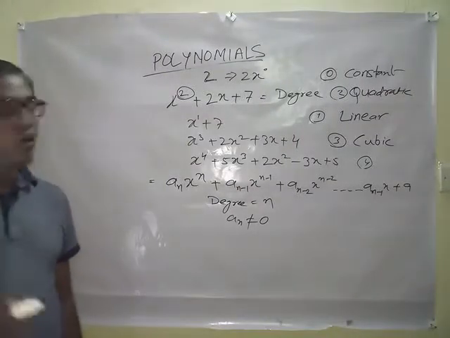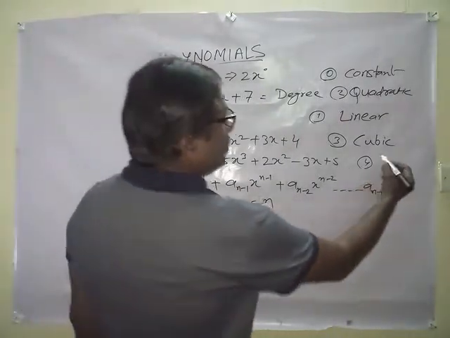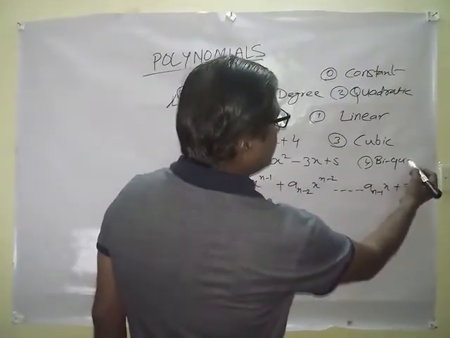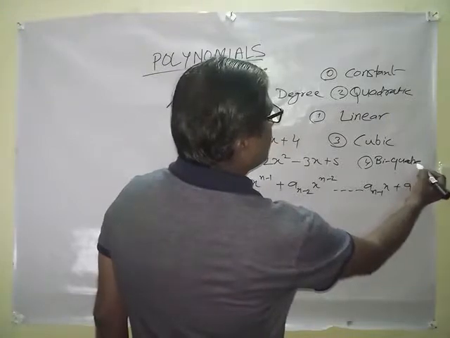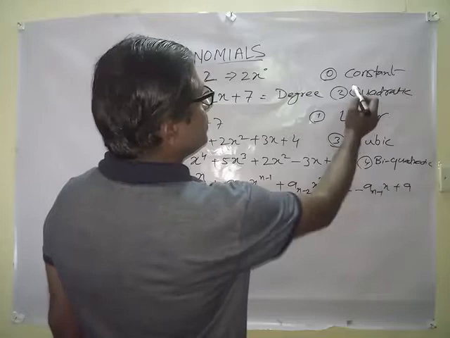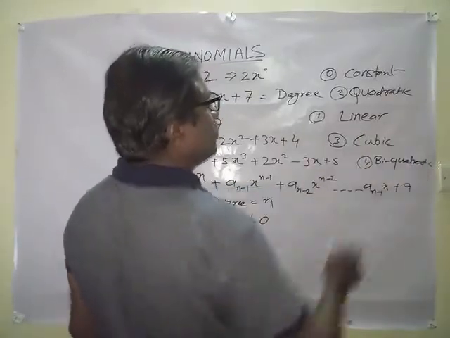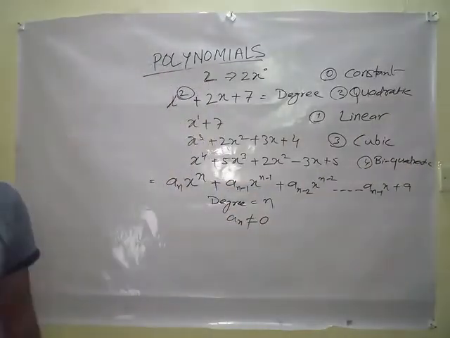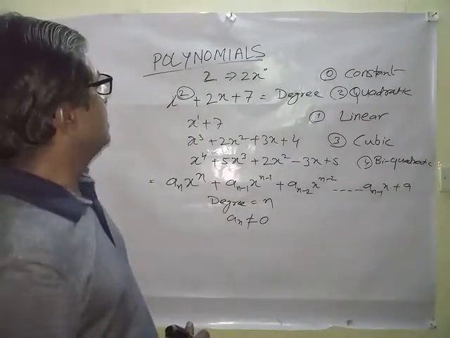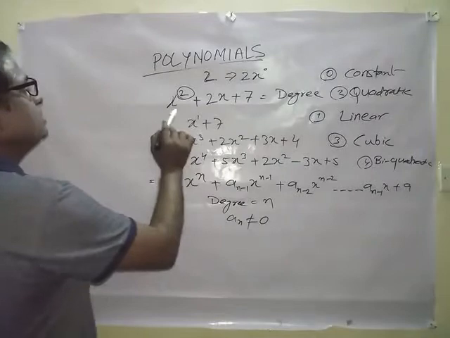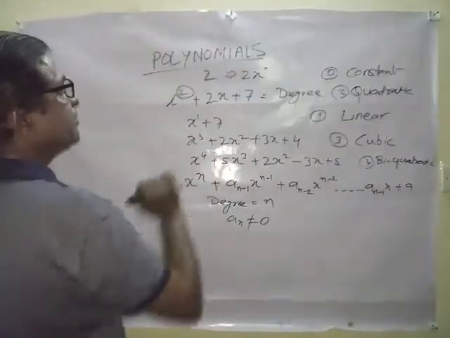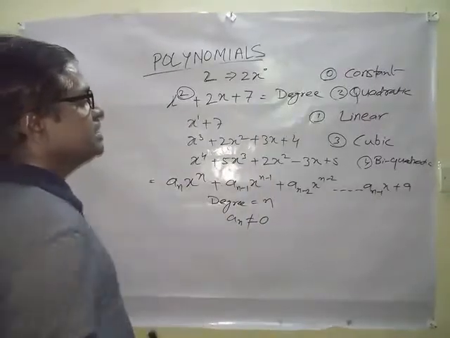And a polynomial equation with degree 4 is bi-quadratic. Bi means you are multiplying this by 2, so bi-quadratic. Remember it like this. So that is what it is all about. We have seen decreasing powers, everything, the coefficient, and the degree.